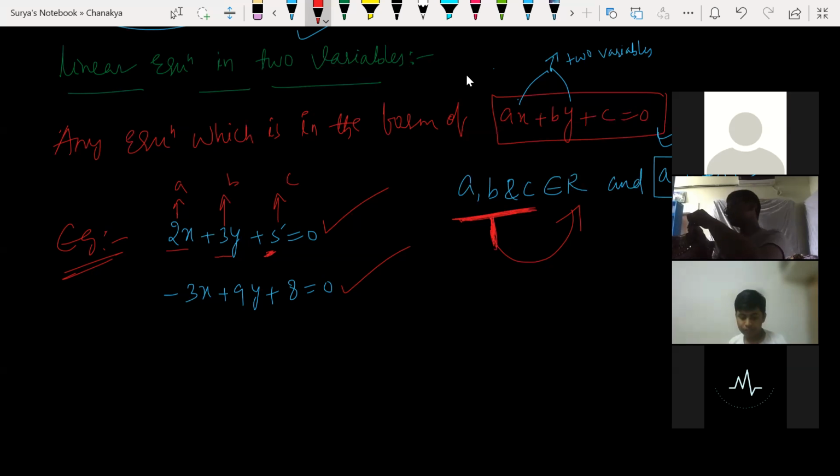What constants do we have here? It could be any real number. It could be -3, it could be 1/2, any natural number, any whole number. In real numbers you have natural, whole, integers, rational and irrational numbers, everything. So a, b, c could be any real number, but the condition is that a and b must not be equal to 0. Getting my point? Yes or no, guys? Yes, sir.